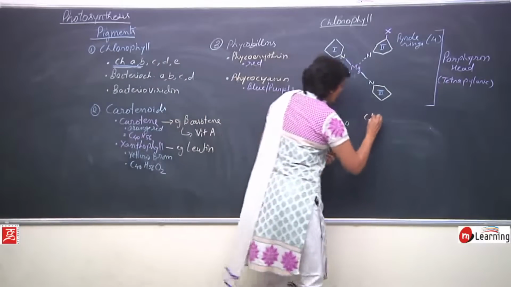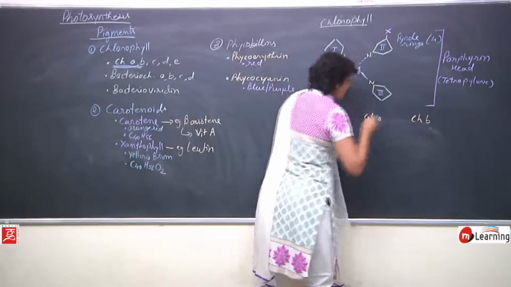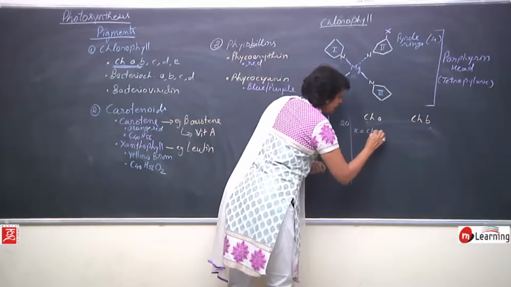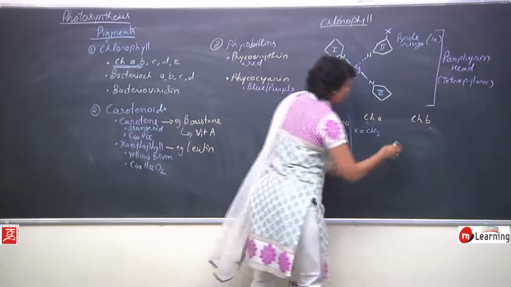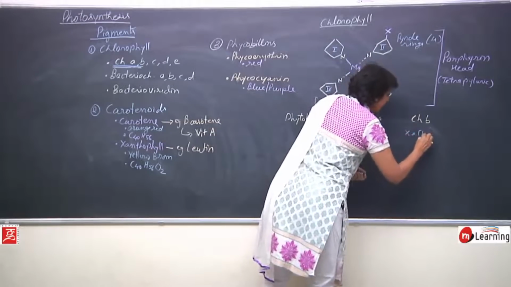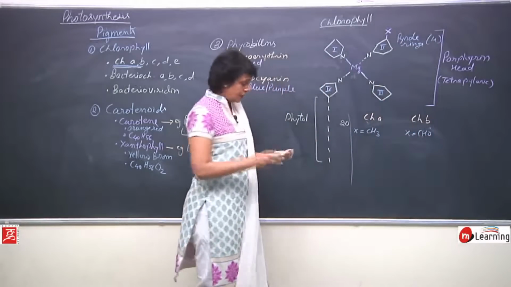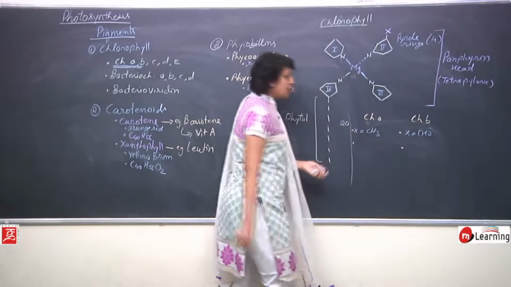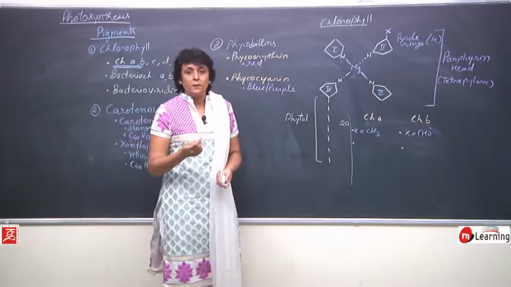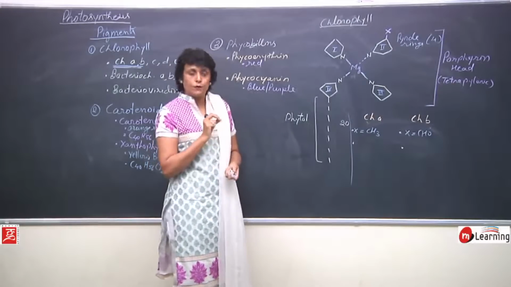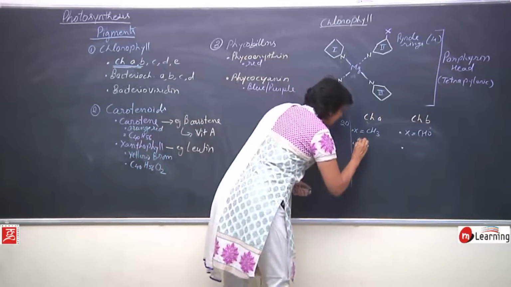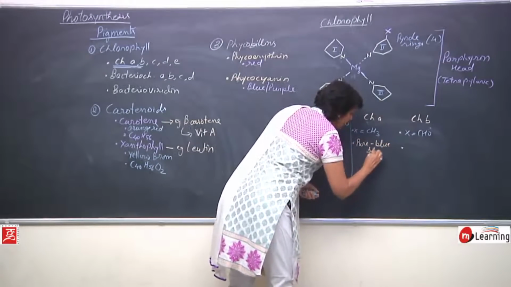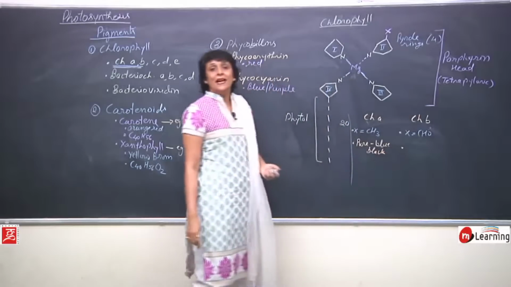Let us write it as chlorophyll A and chlorophyll B. What is in chlorophyll A? Chlorophyll A at X position has methyl group and chlorophyll B at position X has aldehyde group. This is one difference. The second difference is chlorophyll A in its pure form. That means if we extract chlorophyll, only chlorophyll A, then it is in its pure form, it is blue-black. It is blue-black in color.